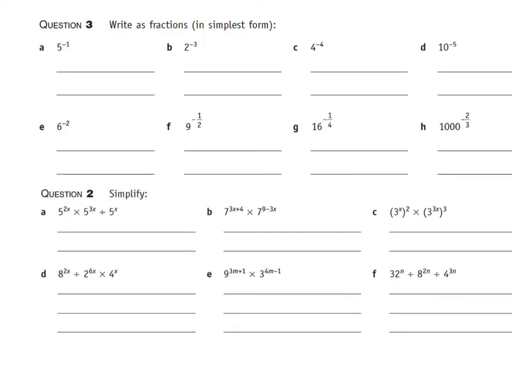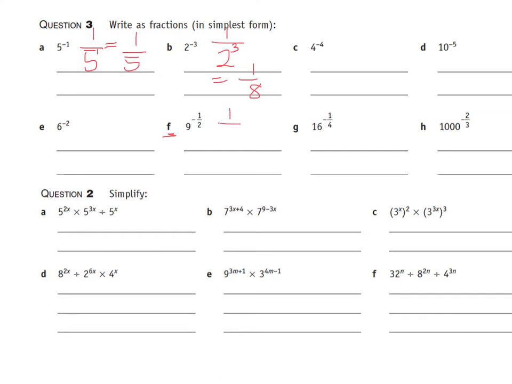Let's look at some other questions here where we've got the negative index law. So remember, that becomes a positive power of 1 there on the denominator, but normally you would just write that as 1/5. Likewise, this would become 1 on 2 cubed. Okay, or that's equal to 1 on 8, because 2 to the power of 3 is 2 times 2 times 2, which is 8.